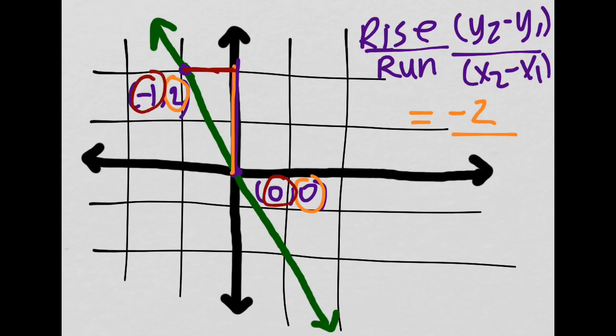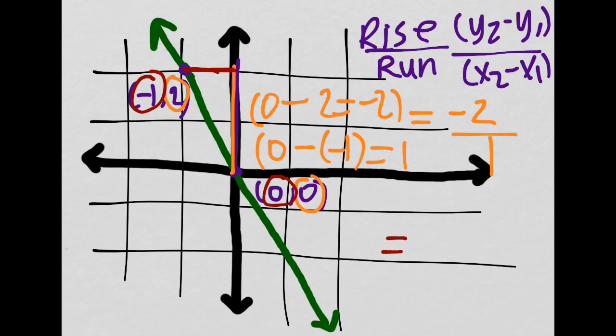For my rise, I found it by doing 0 minus 2, which is equal to -2. And for my run, I find it by doing 0 minus -1, which is equal to +1. So my slope is equal to -2 over 1, my slope is equal to -2.